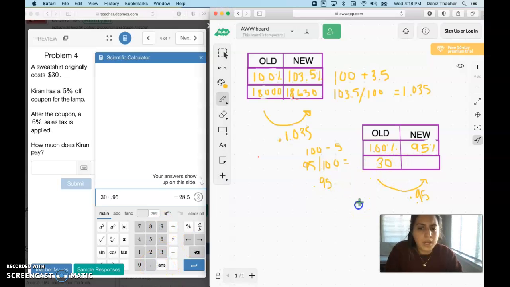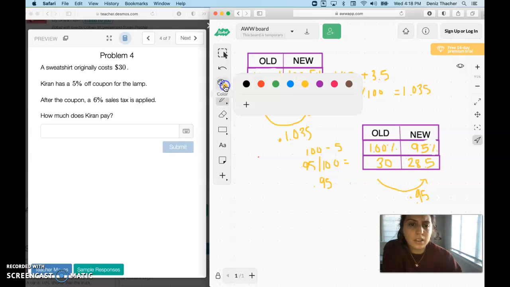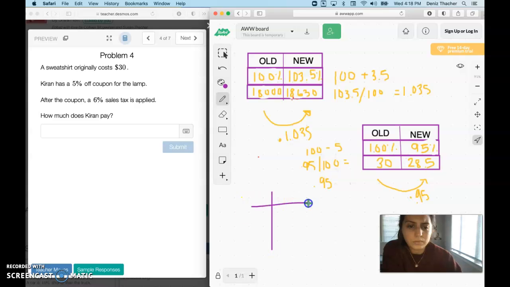That's going to give me $28.50. However, there's a step 2 to this problem. So not only is there a $5 off coupon, but there is a 6% sales tax. So let's take a look and create another table over here. We're going to have old on this side, new on this side.